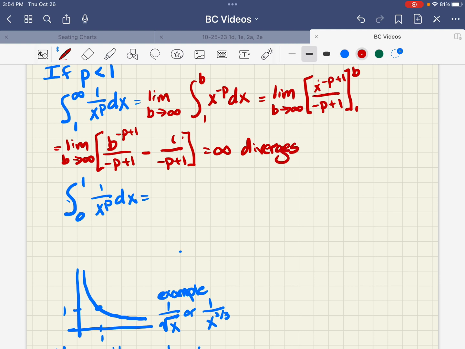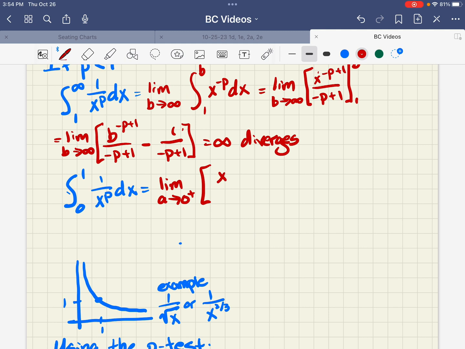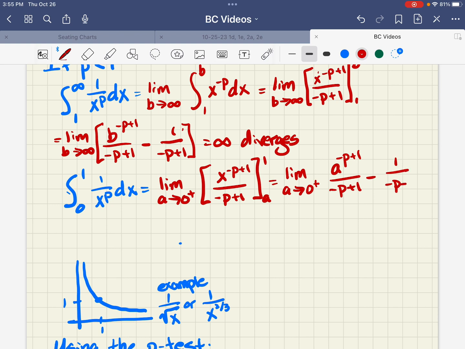All right, let's look at the opposite case. We can save ourselves a couple steps because we already evaluated this integral. I'll write it as the limit as a heads to 0 from the right, and I'll jump ahead to the antiderivative. X to the negative p plus 1 over negative p plus 1 from a to 1 equals the limit as a goes to 0 from the right of a to the negative p plus 1 over negative p plus 1 minus 1 over negative p plus 1.